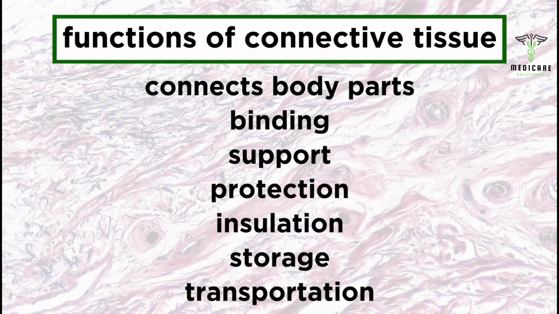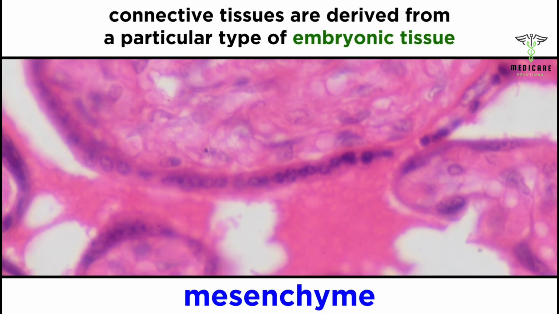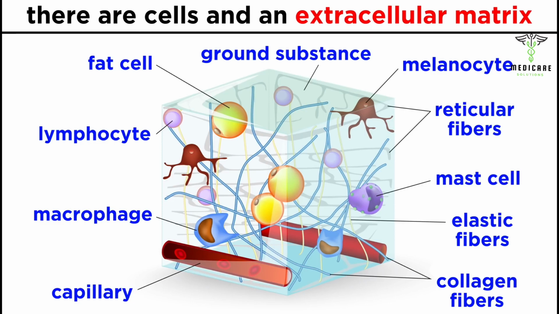While these are rather disparate purposes, there are some things that all connective tissue has in common. They are all derived from a particular type of embryonic tissue called mesenchyme, and they are comprised not just of cells, but also of an extensive extracellular matrix. This matrix is what makes this type of tissue so good at withstanding lots of force or tension. Let's go over the main components of connective tissue now.